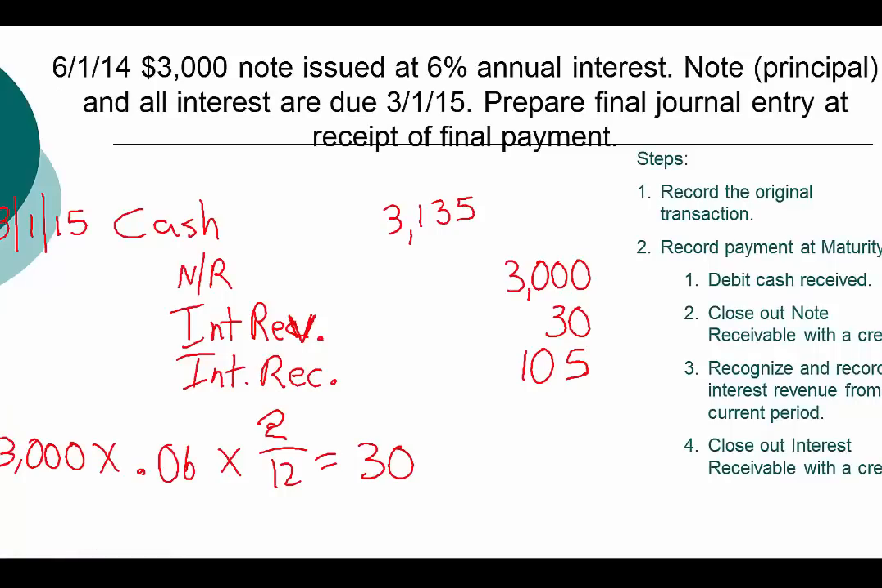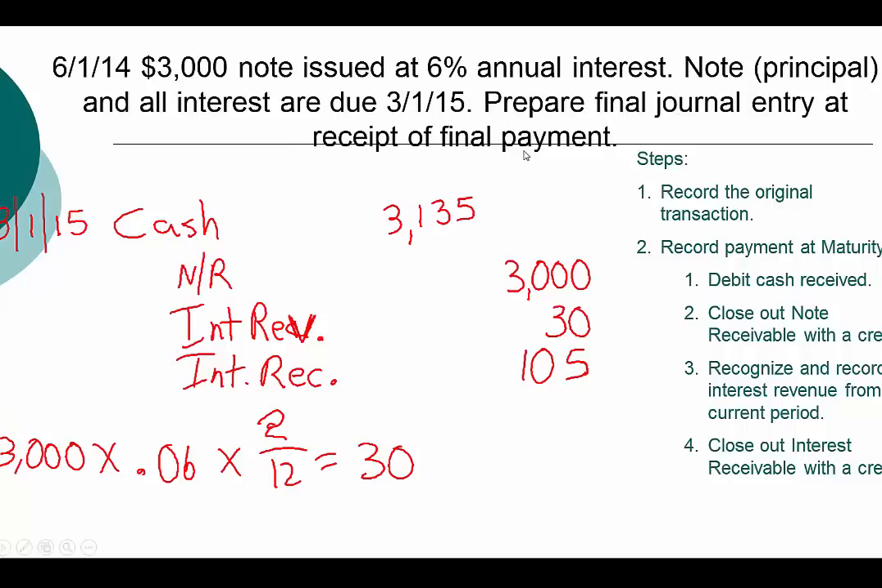So this is the second part, where we're going to be looking at how you do the final journal entry at the receipt of the final payment. So the information is the same. We've lent another institution or another individual cash, so we gave them cash. Our cash account went down, but they gave us a promissory note. So our notes receivable account went up. We're charging them 6% interest, and we will collect everything on 3/1/15. So that's what we're looking at.